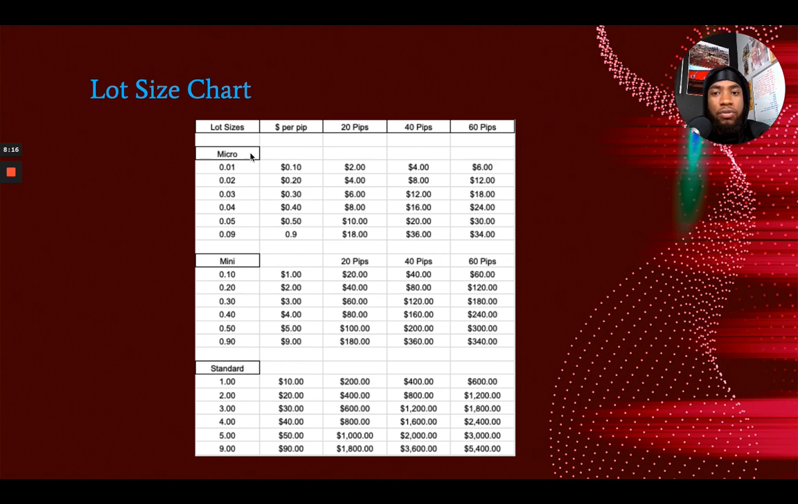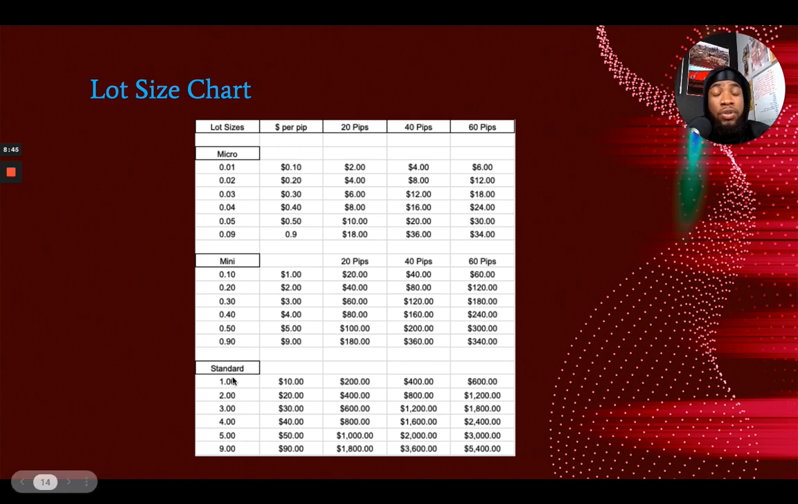Micro is going to represent 10, 20, 30 cents per pip. So 0.01 is going to be 10 cents per pip. 0.05 is 50 cents per pip. And 0.09 is going to represent 90 cents per pip. Minis represent dollars per pip. So 0.10 is going to be $1 per pip. A 0.50 is going to be $5 per pip. And a 0.90 is going to be, of course, $9 per pip.